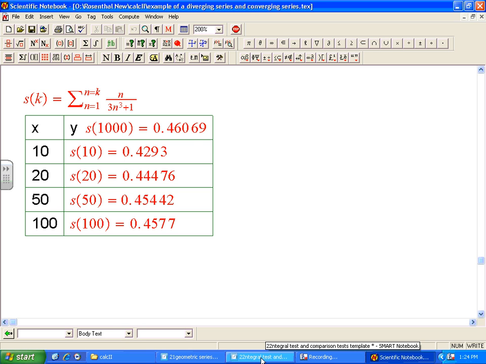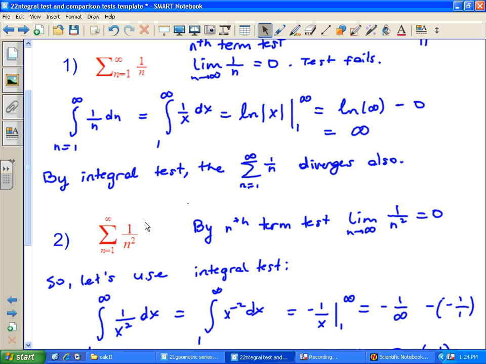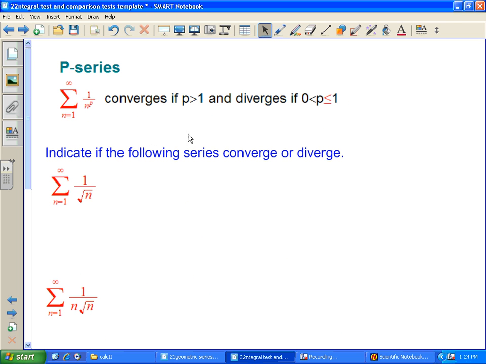Okay, let's go back to our integral test with the two examples there. A subtopic of the integral test is something called p-series. In other words, we just did 1 over n, we just did 1 over n squared. Now, you don't really have to apply the integral test every time you see these things because there are patterns that are emerging. So if you see those patterns, you can make use of them in the future and you can save time.